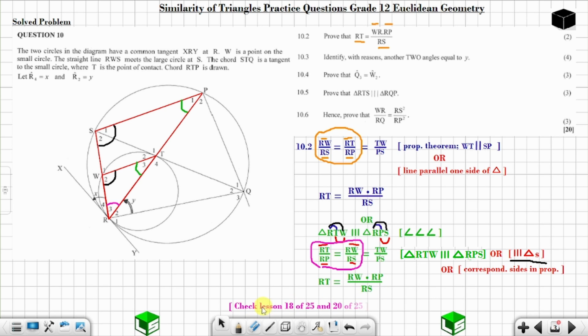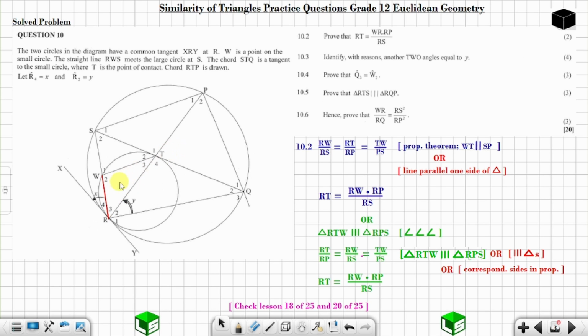Please check lesson 18 of 25 to learn about similarity of triangles, and lesson 20 of 25 to learn about the proportionality theorem. So we are done with question 10.2. Let's move on.